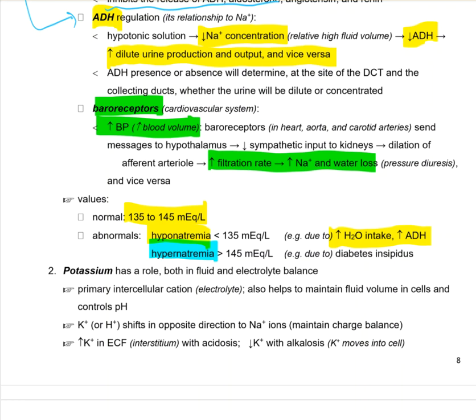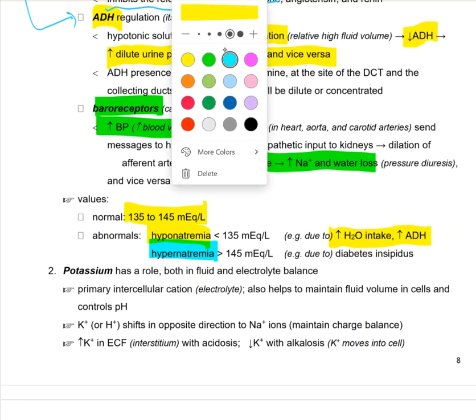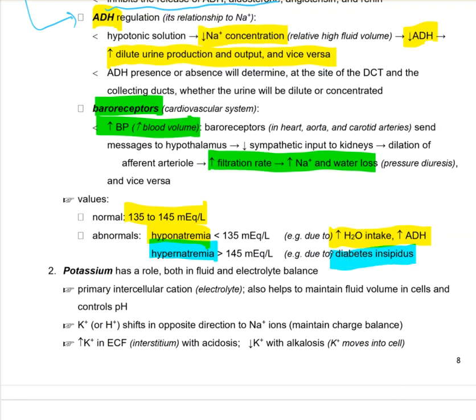We can have hypernatremia, where we are getting rid of water, but our sodium levels are staying high. And so that could be like diabetes insipidus, where we're making much higher amounts of water. Okay.